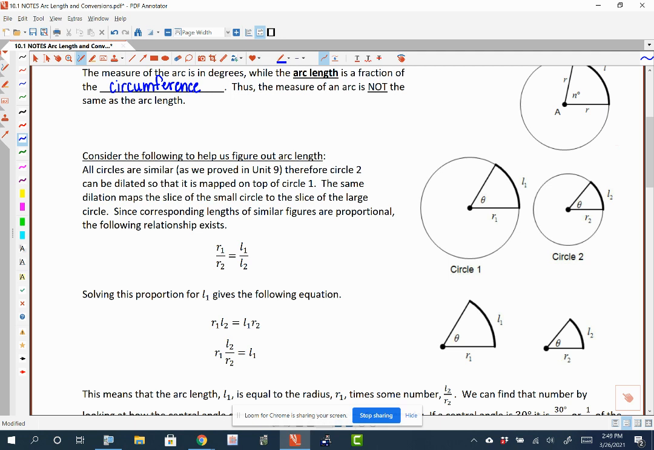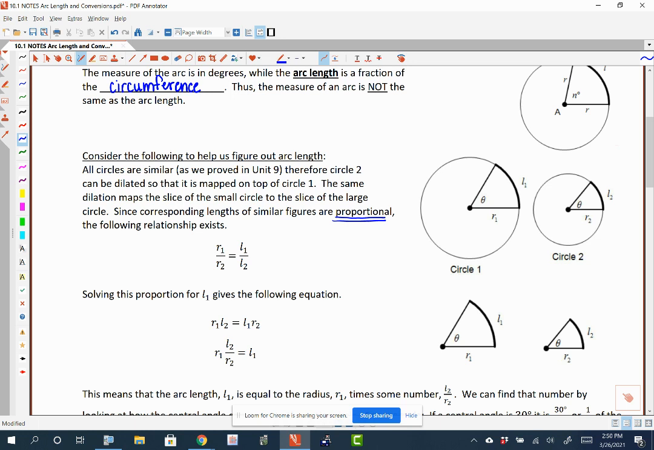So since our corresponding lengths of similar figures are proportional, which we've talked a lot about, then we can set up the following relationship. So from circle 1, we can take radius 1, and then from circle 2, radius 2. So we have a proportion of radii and then lengths. So we have our arc length from our circle 1 and our arc length from our circle 2. So we can make this proportion. And then we can solve for any piece of it that we want to, but our goal is to be able to find length. So we're going to solve for L1.